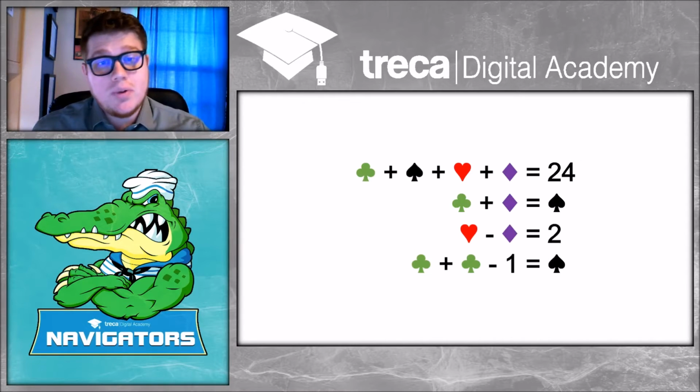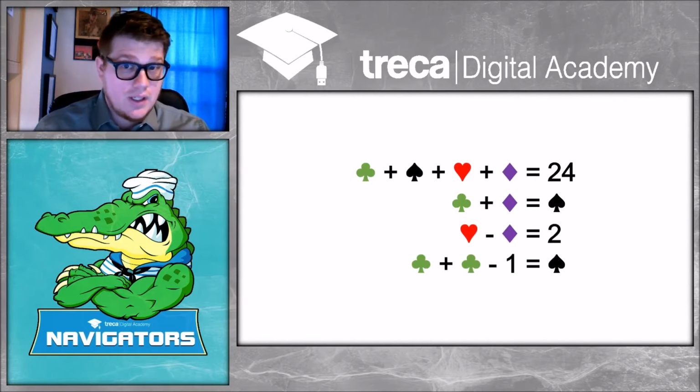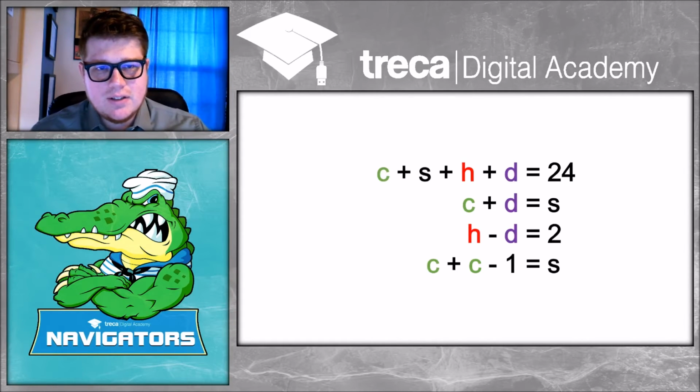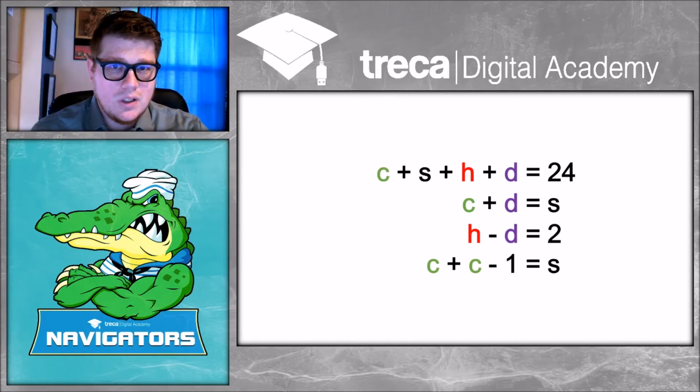So this was our problem. I am a math nerd and also I am lazy, which means I don't want to sit around trying to write clubs and hearts and spades the whole time. So I'm going to use letters: C for club, S for spade, H for heart, D for diamond. Those will look like this. They are still color coded, so it shouldn't be too difficult to see the swap.